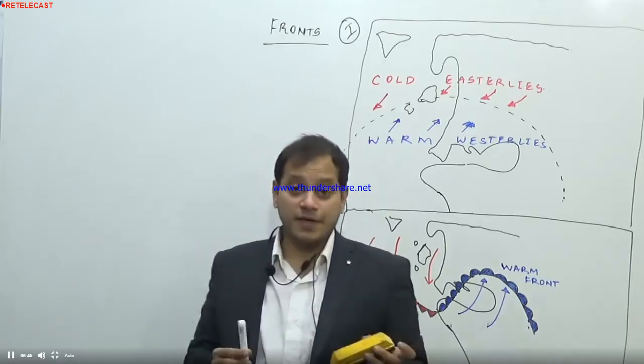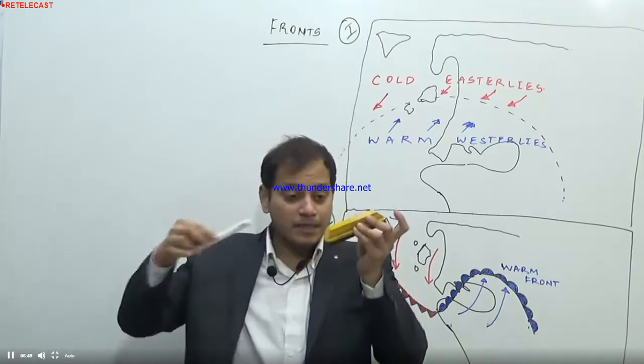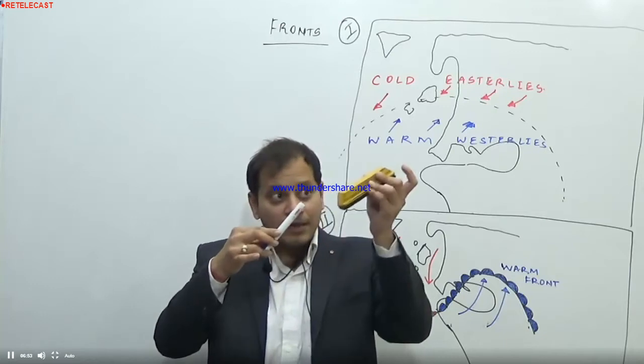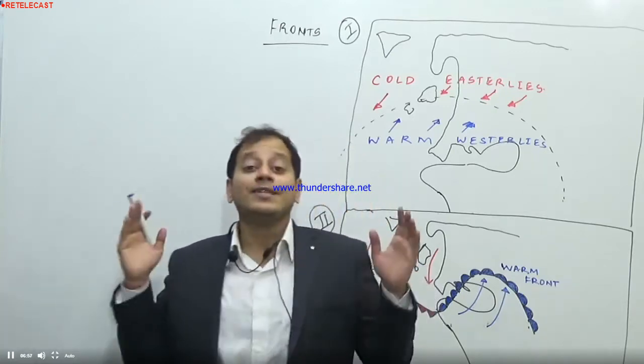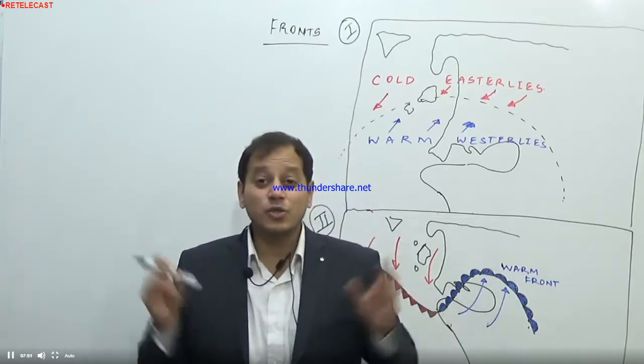So what is a front? Then how will the rising be? Rising won't be abrupt. It will rise as per the dimensions of the cold air, and the cold air will also come down. So how can we define the front? A front can be defined as a sloping boundary.